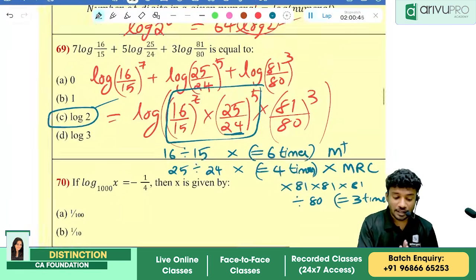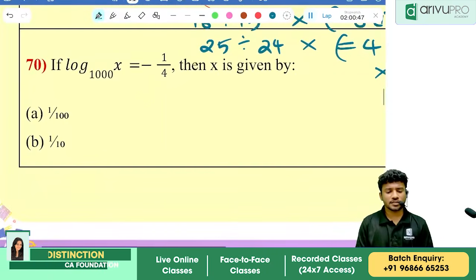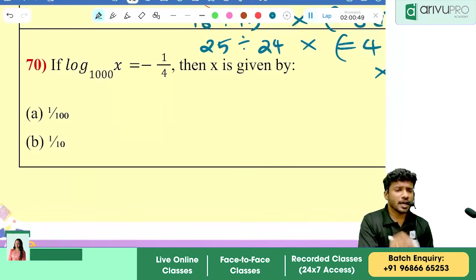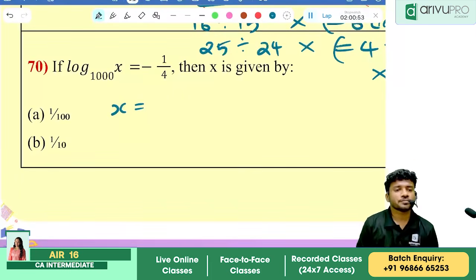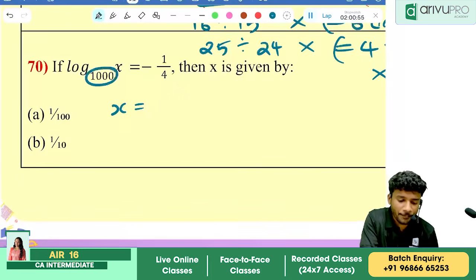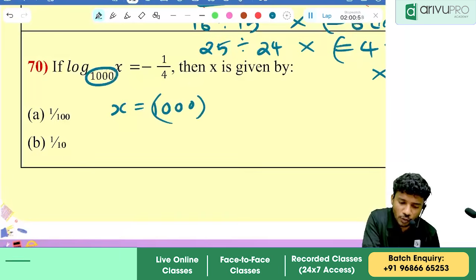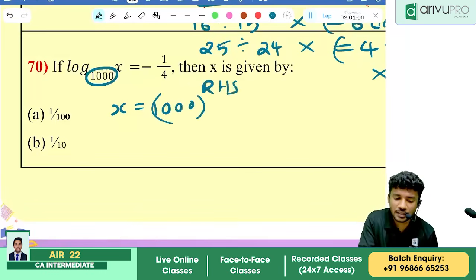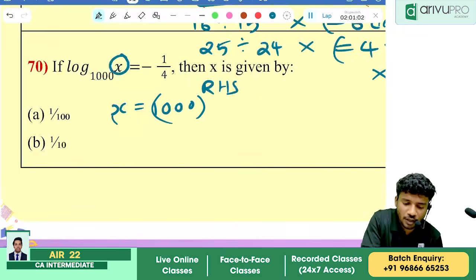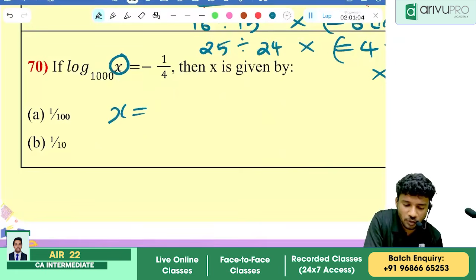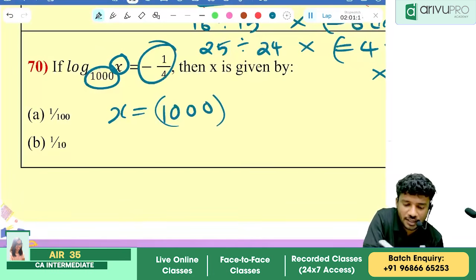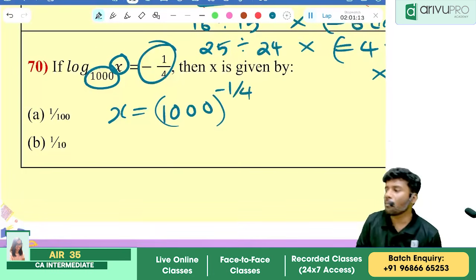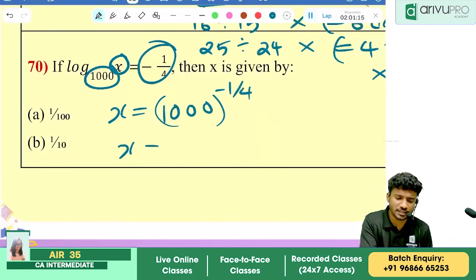Okay. Now people, how to get this answer? We need to find x. I am teaching one property of logarithm. x is nothing but what? The base raised to the right hand side. Remember that? The value inside the log, x, is equal to the base value raised to whatever is there in the right hand side. What is there in the right hand side? Minus 1 by 4.